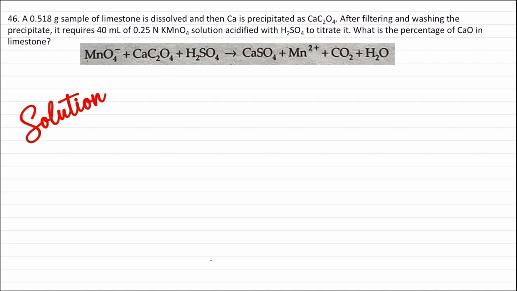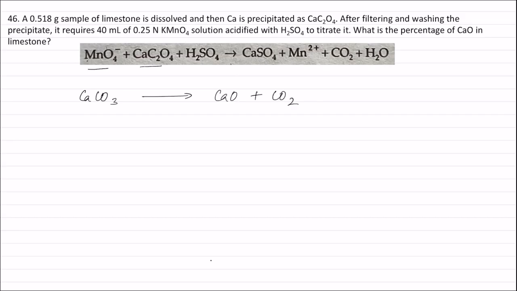Now, as can be seen from the equation, equivalents of CaC2O4 is equal to equivalents of KMnO4. Now, calcium carbonate on heating decomposes to form calcium oxide plus carbon dioxide. Now, equivalents of calcium carbonate will be equal to equivalents of calcium oxide, and equivalents of calcium carbonate will also be equal to equivalents of CaC2O4, and equivalents of CaC2O4 will be equal to equivalents of KMnO4. Or it can also be said that equivalents of calcium oxide is equal to equivalents of KMnO4.